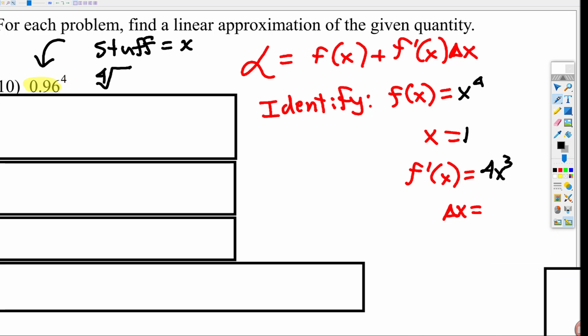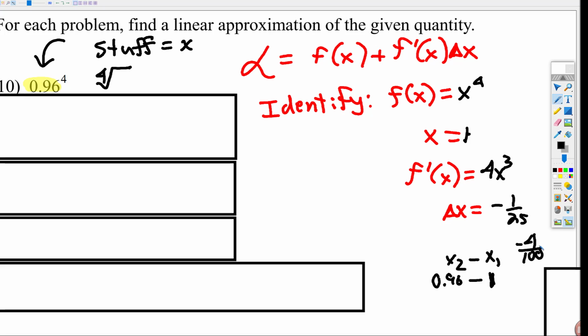Well, remember, delta x is x2 minus x1. Well, this is x2, so if this is x, 0.96 minus 1 is delta x. Well, that's negative 0.04. I don't want you to leave it in decimal value, so that means negative 4/100ths, but 4 goes into 100, so negative 1/25. That's the same thing as negative 4/100.